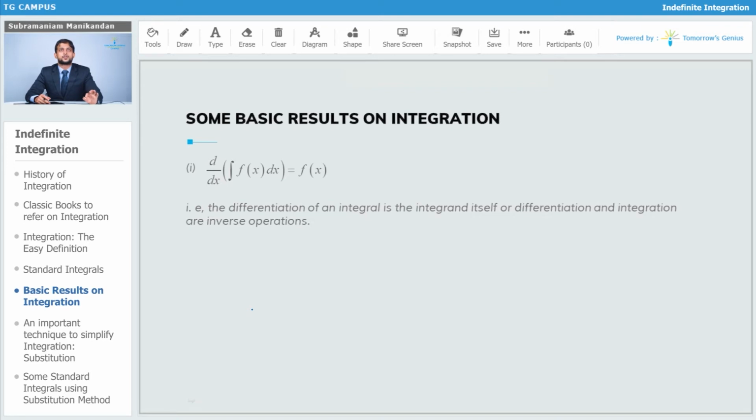When a function is integrated with respect to x, and then differentiated with respect to x, you get back the original function f(x). Right? Differentiation of an integral is the integrand itself, or in other words, differentiation and integration are inverse operations. So this result can be used many times in your objective exams in order to do some integration questions.